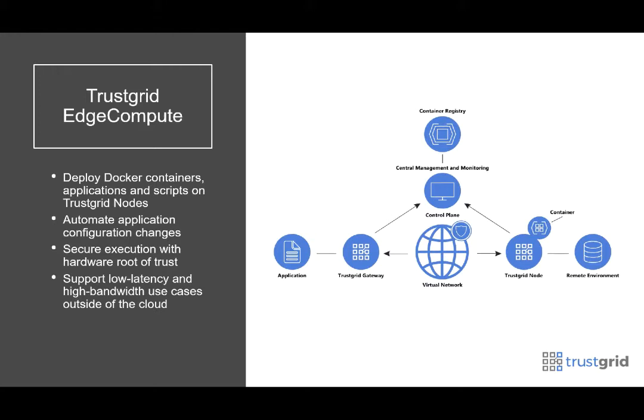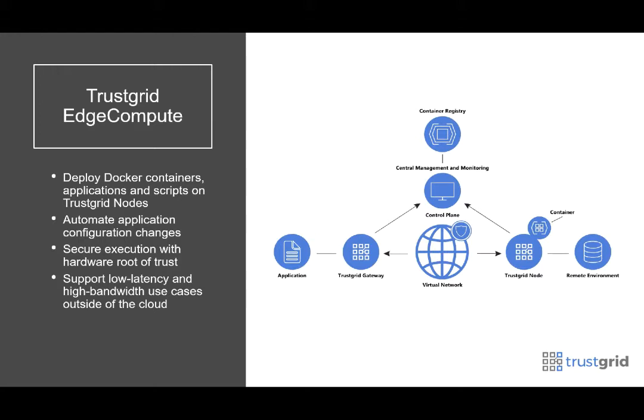Trustgrid's edge compute features enable next-generation application architectures that deploy application services or components anywhere from the public cloud to private data centers to branch offices or on individual devices such as ATMs or MRI machines. Trustgrid supports deployment of Docker containers, applications, or scripts on these Trustgrid nodes that extend the functionality well beyond a network appliance into an application platform.